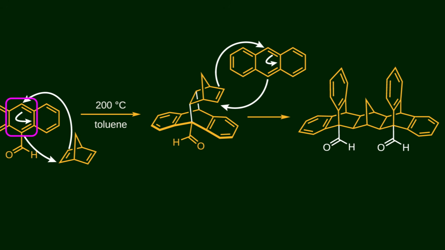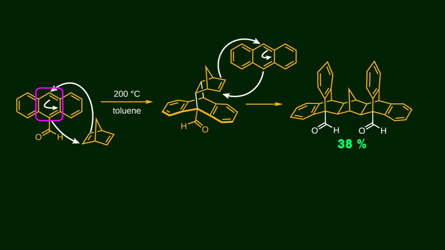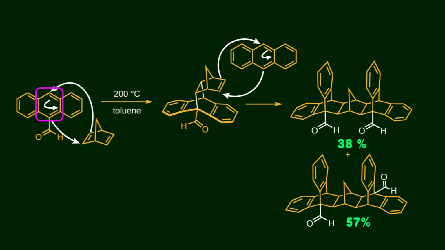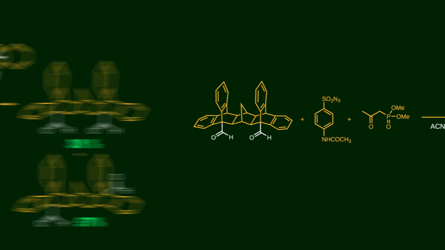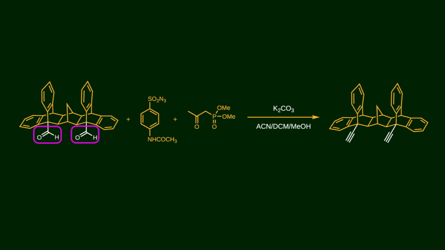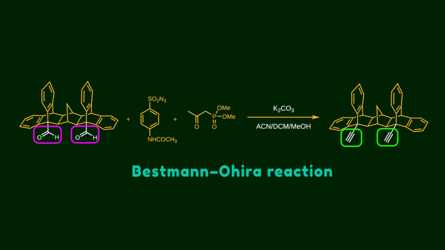Notice that there are two possible products. This is actually the minor one because two aldehydes create steric hindrance. But the other product is the major one, in which the aldehydes are far away. Now the structure of the stator is completed. To create the linkers, we should convert the aldehydes to alkynes by the Bestmann-Ohira reaction.